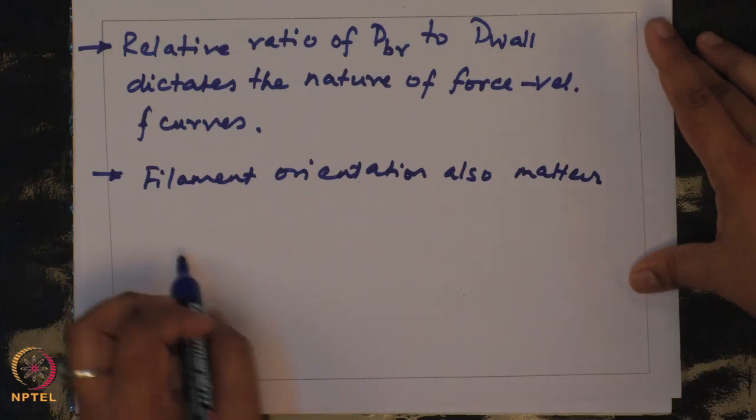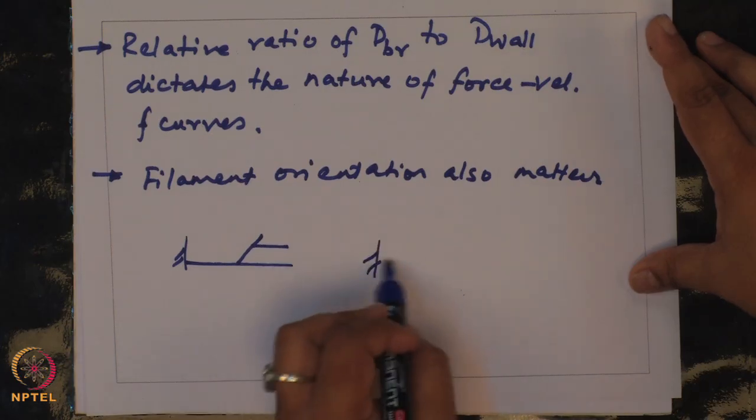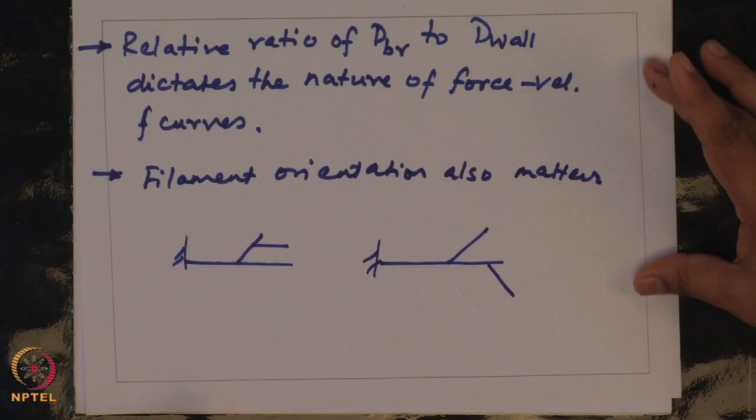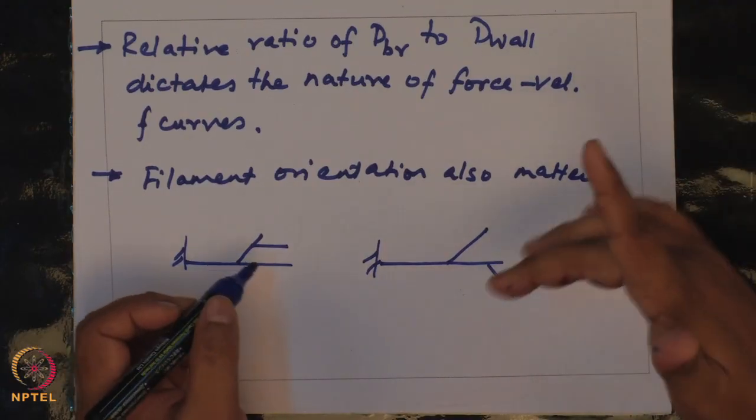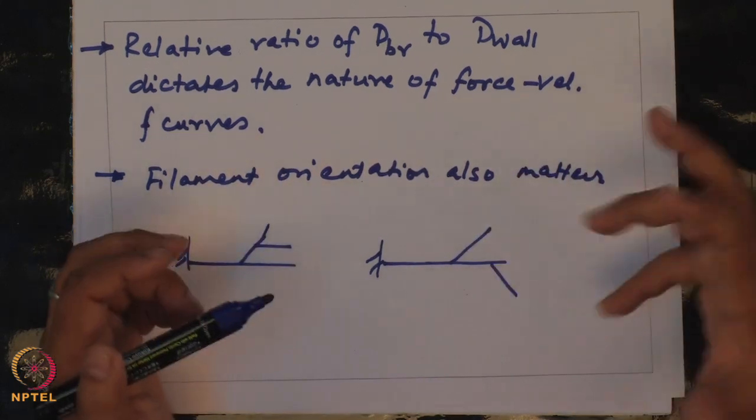Because even if you have only 3 filaments in the system, this is one particular geometry versus this might be another geometry. Okay. So, there will be a difference in the nature of the force velocity curve depending on what is the geometry of the filaments.